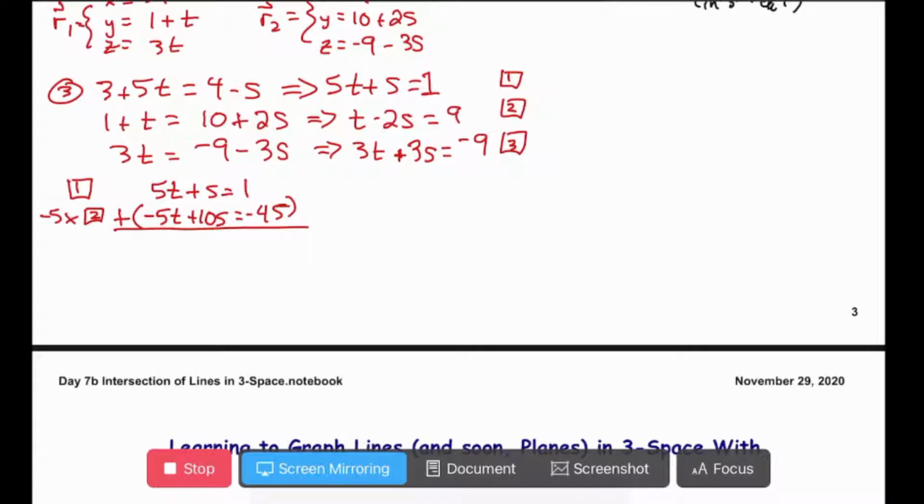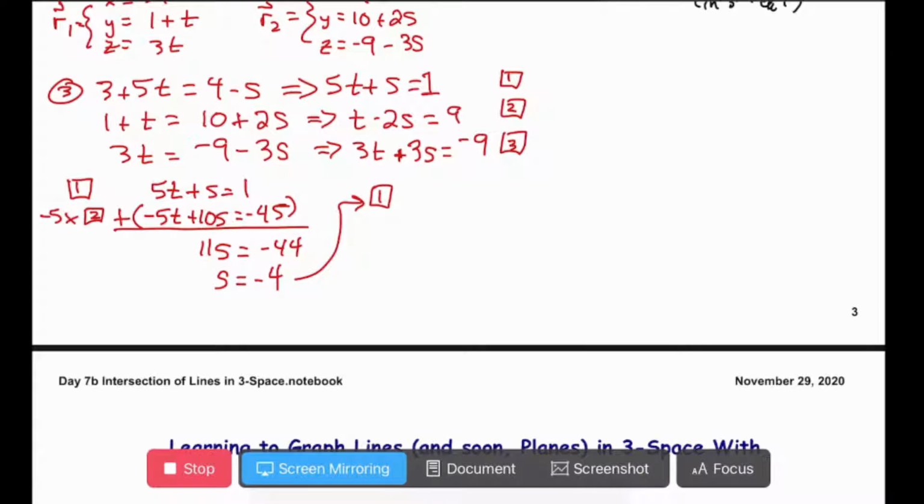So I'm going to have 1s plus 10s is 11s. And I'm going to have 1 plus -45, so -44. So my s value is going to be -4. We'll sub this into equation 1 and solve for t.